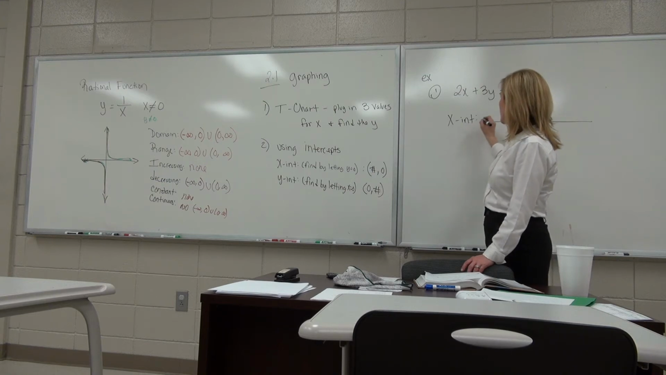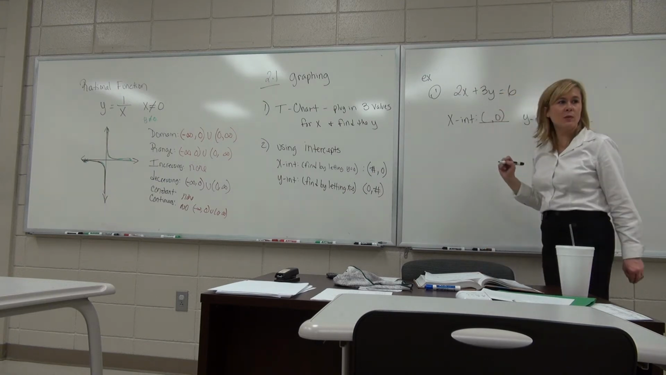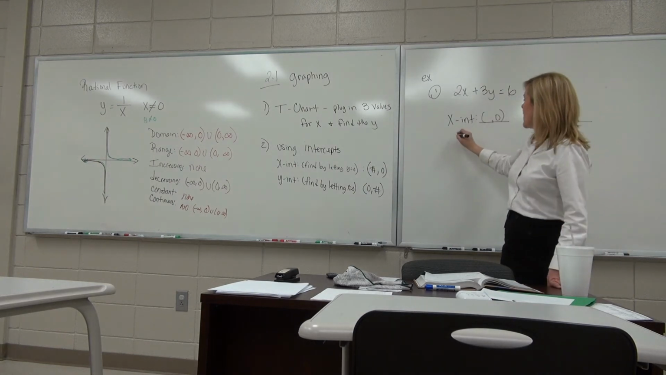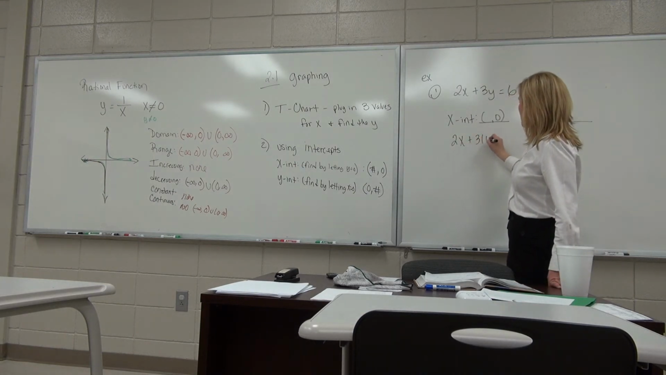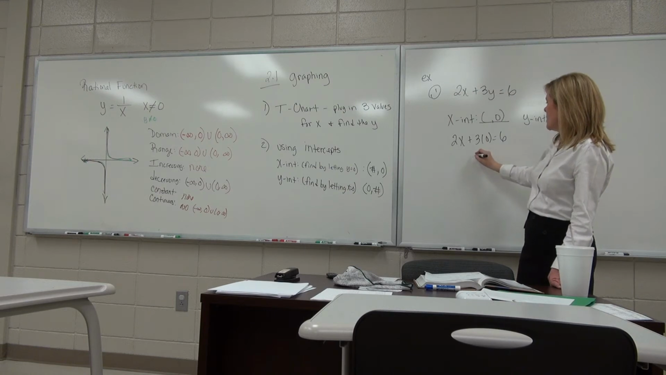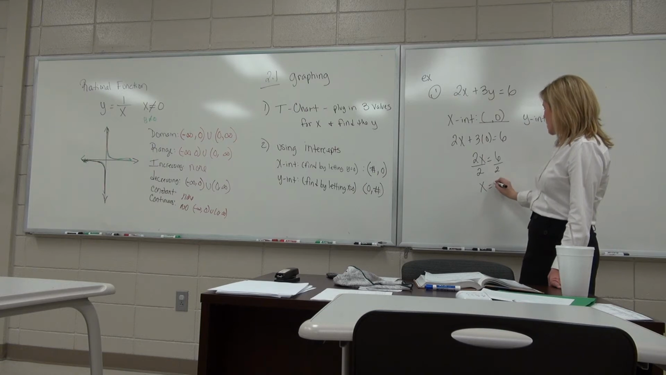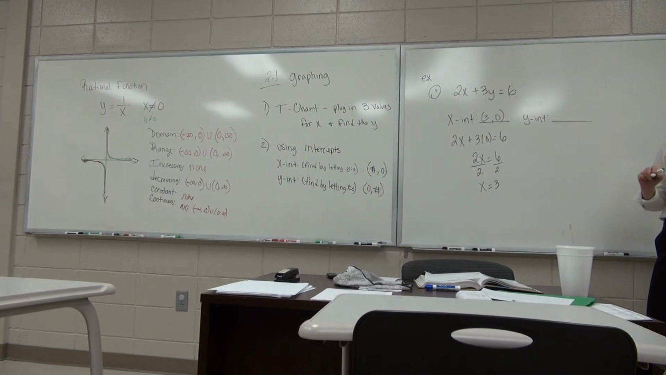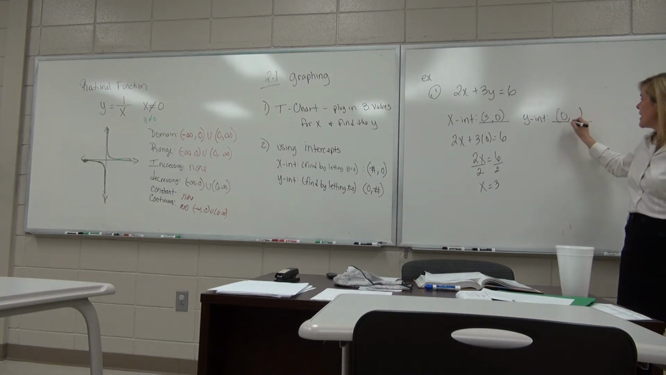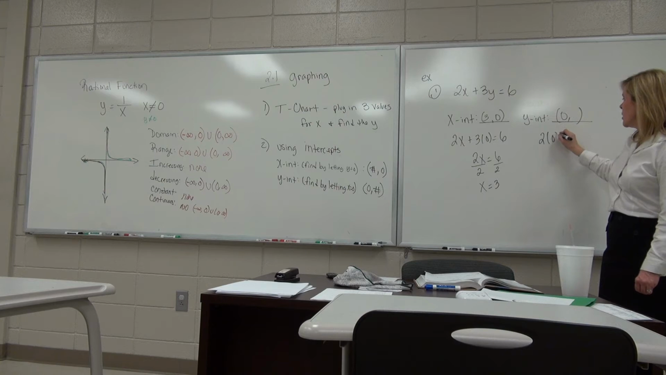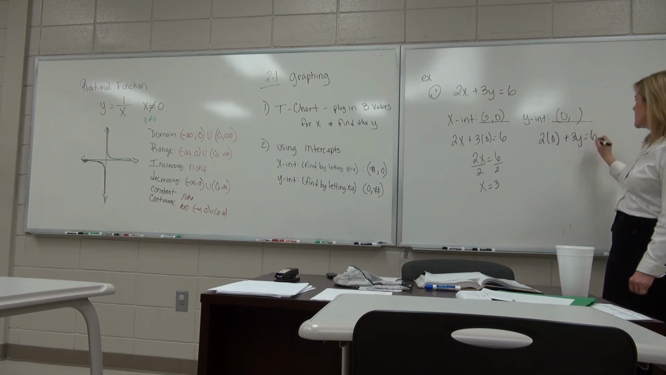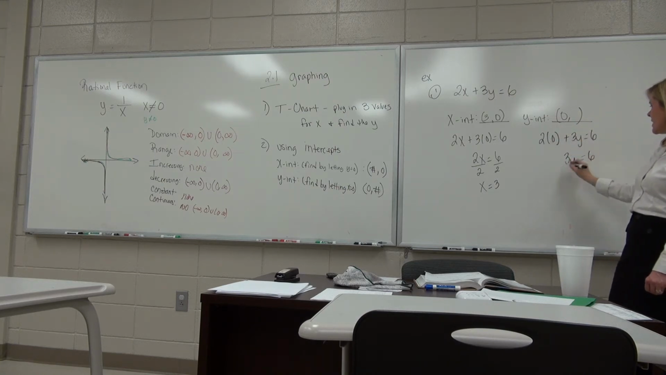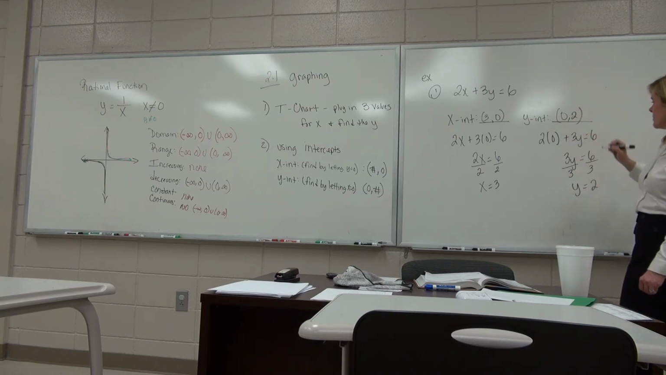Well, if I want to find my x-intercept, I just told you, you find it by letting y equal 0, right? So put a 0 in place of the y and solve for x. So that's when 2x is equal to 6. Divide both sides by 2. So it's when x is 3. So my x-intercept is the point 3, 0. My y-intercept, we find by letting x equal 0. So that would be 2 times 0 plus 3y equals 6. Or when 3y is 6, divide both sides by 3. So you get when y is 2.